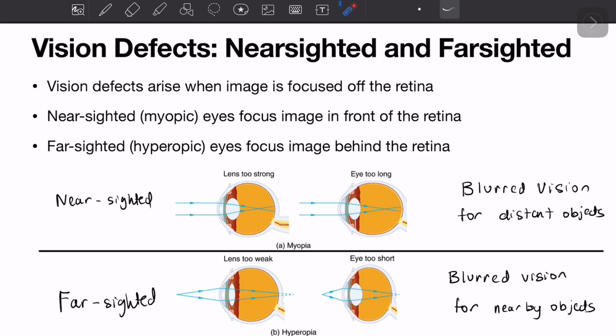And another reason for this could be the eye is too short. So as your accommodated lens is focusing the image, instead of focusing at that 2 centimeters away, it's focusing somewhere back here behind the retina. And the consequences of farsightedness are basically blurred vision for nearby objects. So how do we correct this?